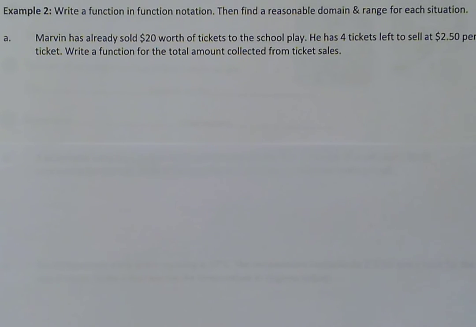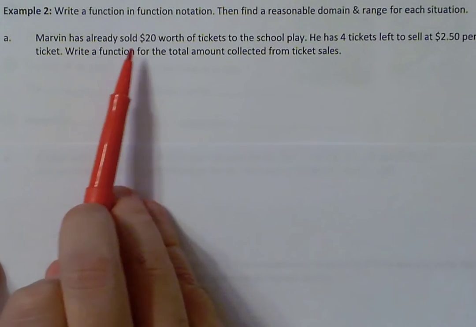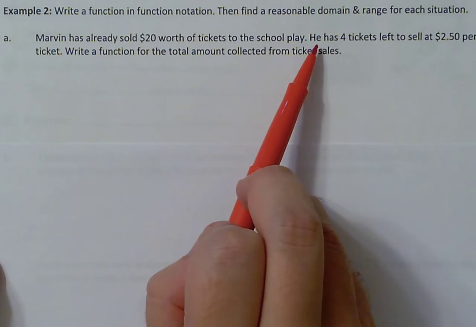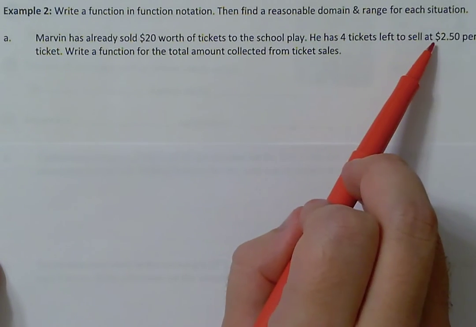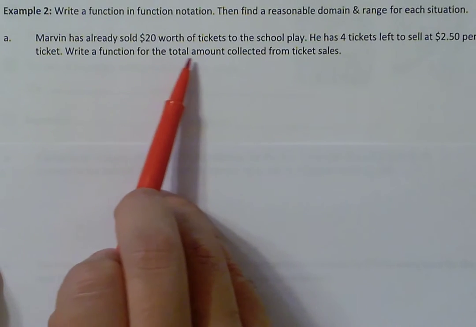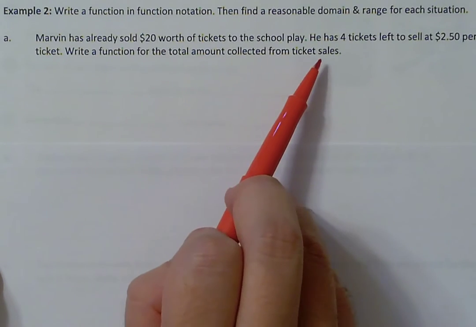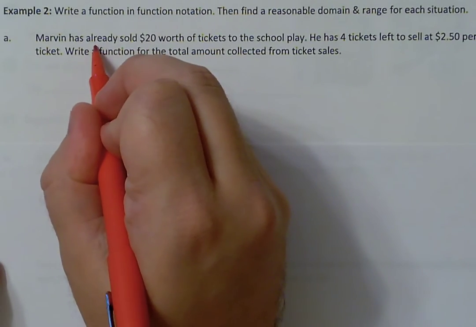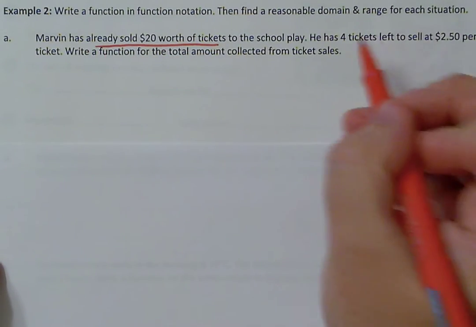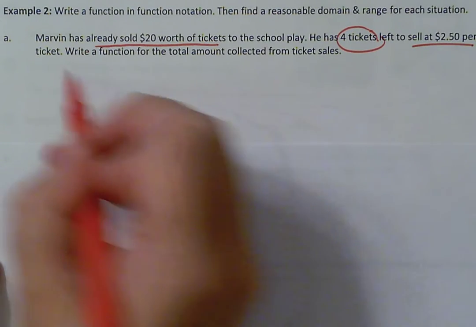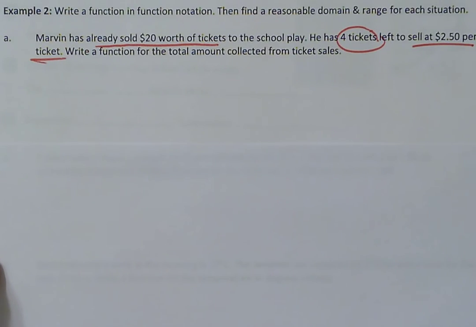All right, for example 2a, Marvin has already sold $20 worth of tickets to the school play. He has 4 tickets left to sell at $2.50 per ticket. We need to write a function for the total amount collected from ticket sales. So he has already sold $20 worth of tickets. He has 4 tickets left, and he's selling tickets at $2.50 a pop.